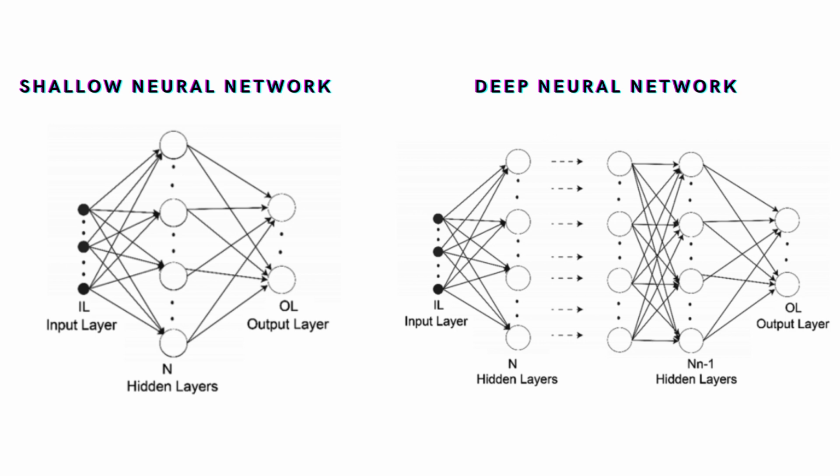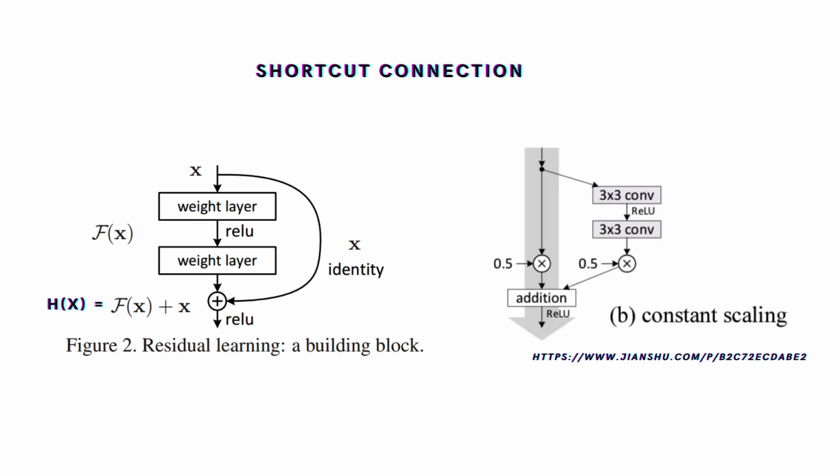The existence of this constructed solution suggests that a deeper model should not produce higher training error than its shallower counterpart. However, a problem is observed. As the network depth increases, accuracy saturates and then degrades rapidly. Since this problem is not caused by overfitting, it is necessary to study and implement CNNs that overcome this issue. To address this, the authors of the paper propose the following solution.